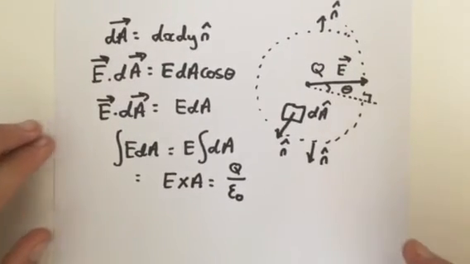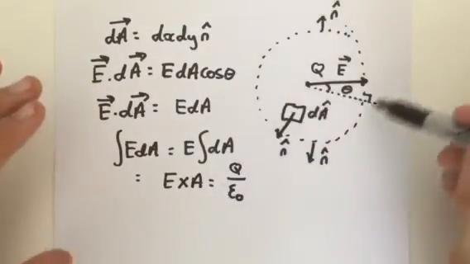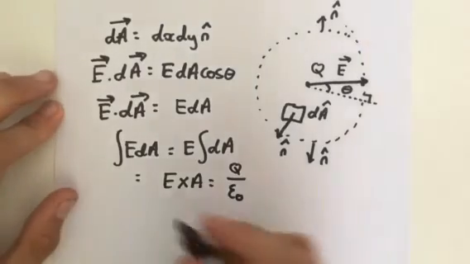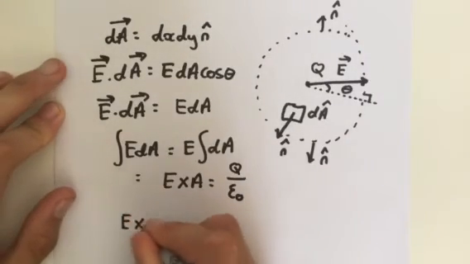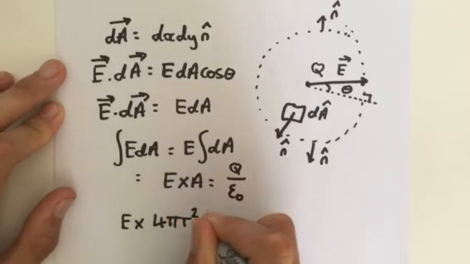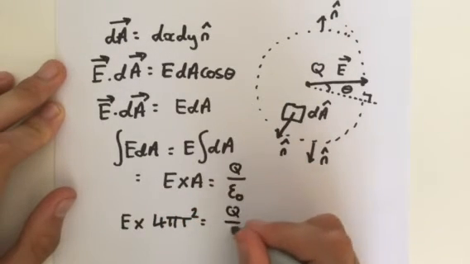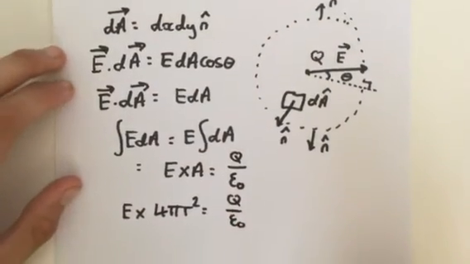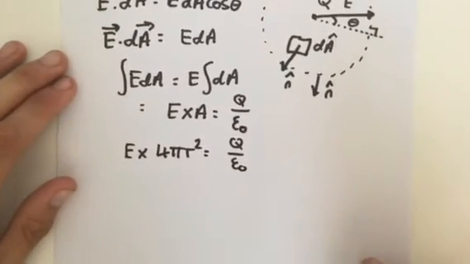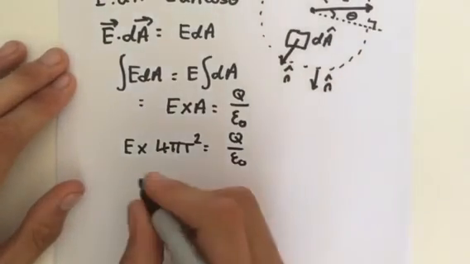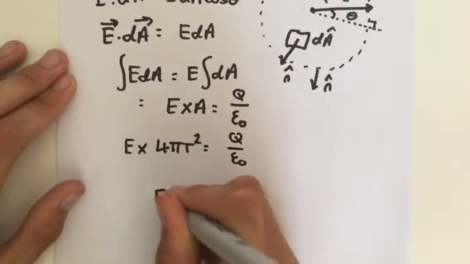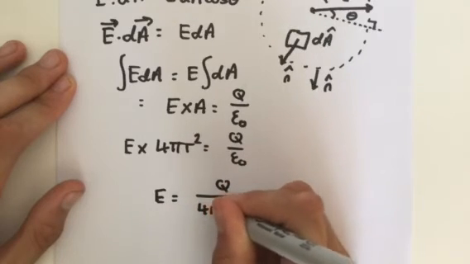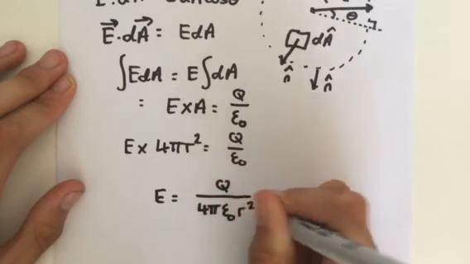So what's A? A is the surface area of our imaginary Gaussian sphere. The surface area of a sphere is 4 pi r squared. So we get E multiplied by 4 pi r squared is equal to Q divided by epsilon sub naught. We can rearrange to find E, the electric field strength, and that is Coulomb's law. E is equal to Q divided by 4 pi epsilon naught r squared.